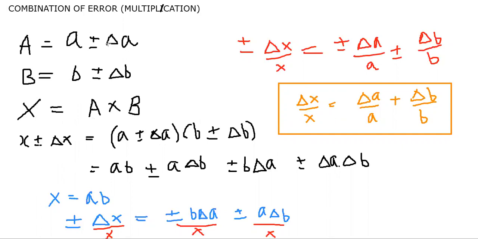Delta A would be given to you. A is given to you. Delta B is again given to you, and B is again given to you. So you have all these quantities, and you just have to solve for delta X. When you find the value of delta X, your answer can be given in terms of X plus minus delta X. Suppose you get the value of delta X as 0.05. So the answer would be 6 plus minus 0.05. So this is the way you are going to combine errors while doing multiplication.